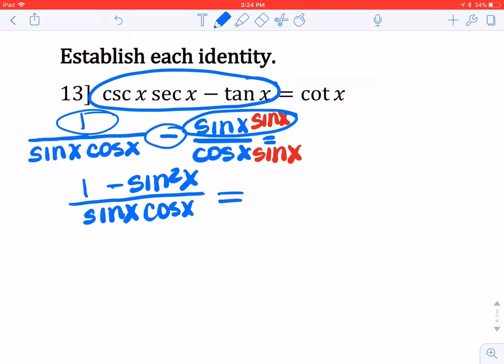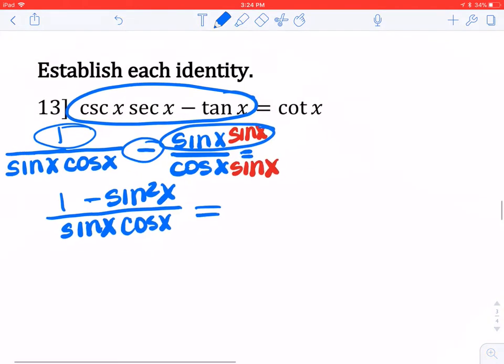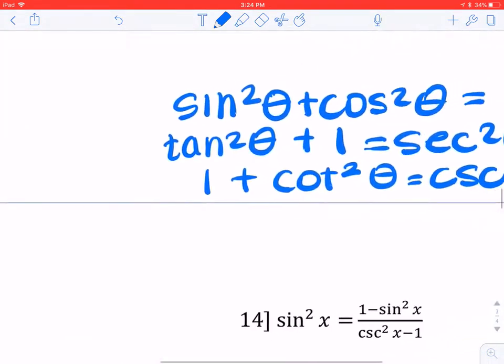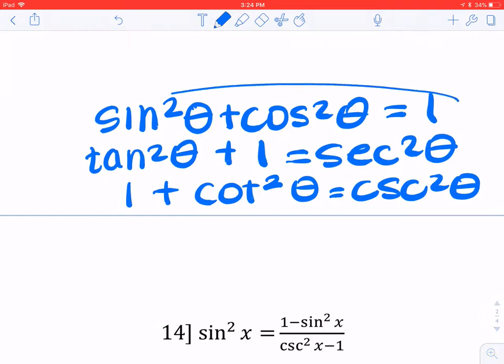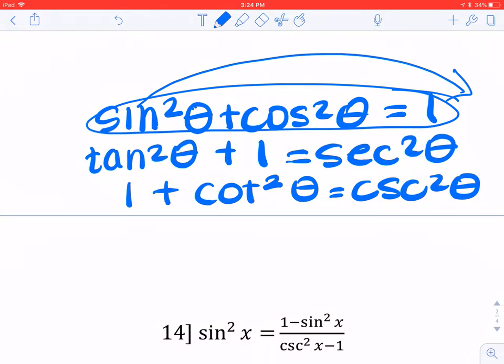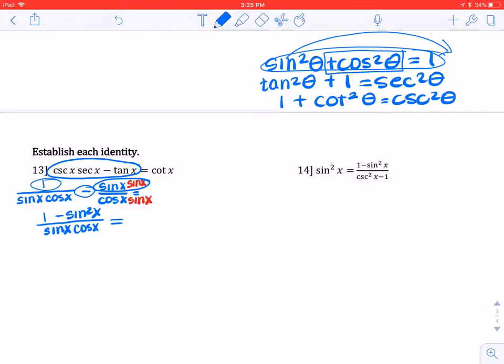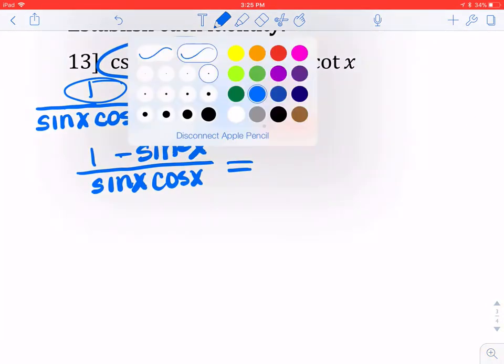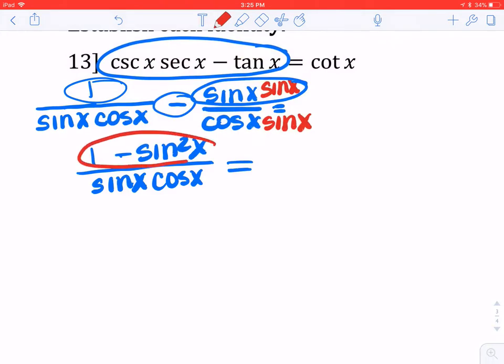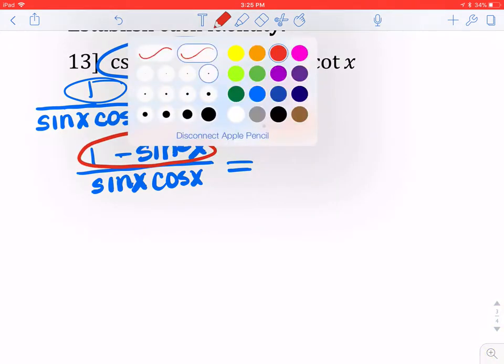All right, the next thing I see is I have a 1 minus sine squared of x. That looks familiar to me. If I go back to my Pythagorean identities, my first trig identity has a 1 and a sine squared in it. So I want to manipulate this so it's 1 minus sine squared of x. In order to do that, I would have to subtract sine squared of x from both sides, and I'd be left with cosine squared on this side. So I know that I can substitute 1 minus sine squared of x for cosine squared. That's what I'm going to do next. I'll replace this 1 minus sine squared of x with cosine squared of x.